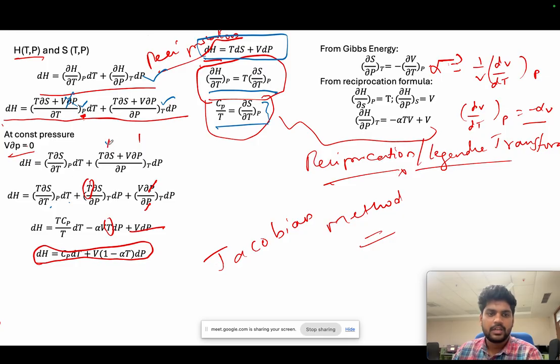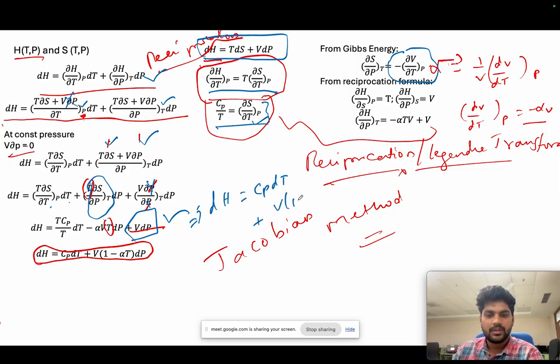plus there are two numerators. So I will shift the two numerators as a single entity. So now I got these two entities. At dP, this will get cancelled, and we will get the VdP. So this is fixed. And here dS by dT at constant pressure is Cp by T. So T Cp by T minus, this value we have already. So the dS by dP from Gibbs energy, we will have this one, so minus alpha V T, and this one. This way it is equal to dH equal to Cp dT plus V into 1 minus alpha T dP.